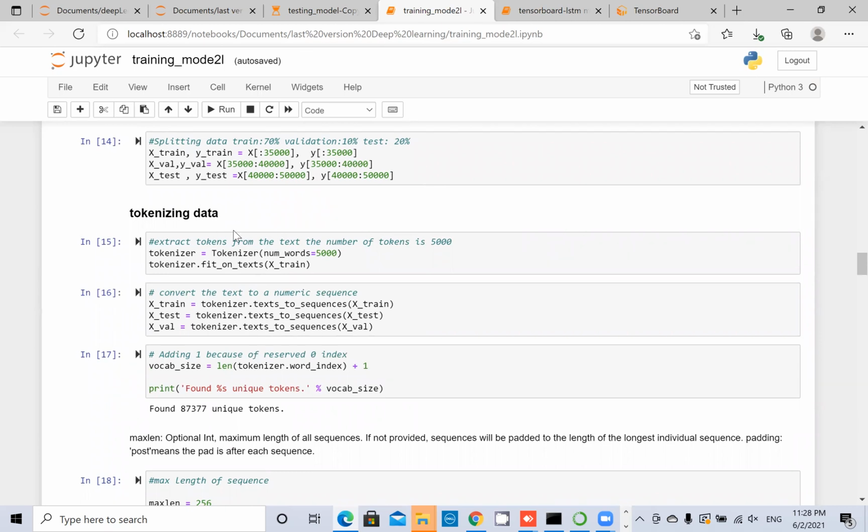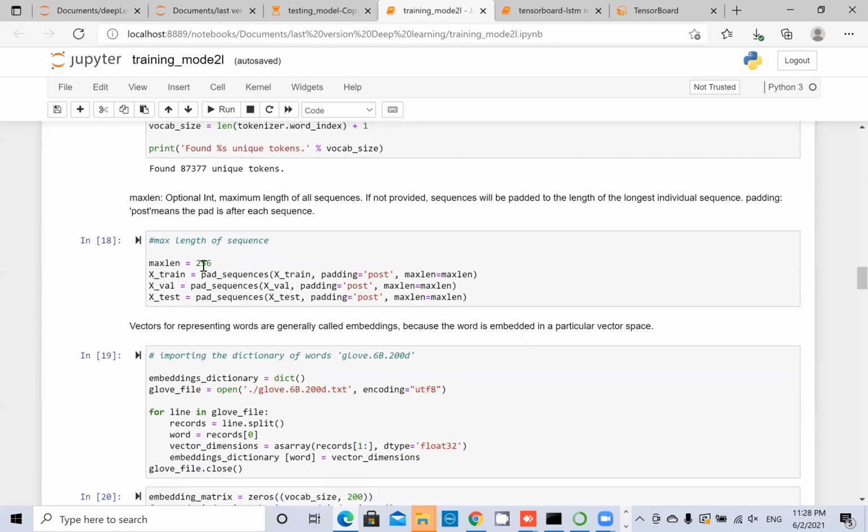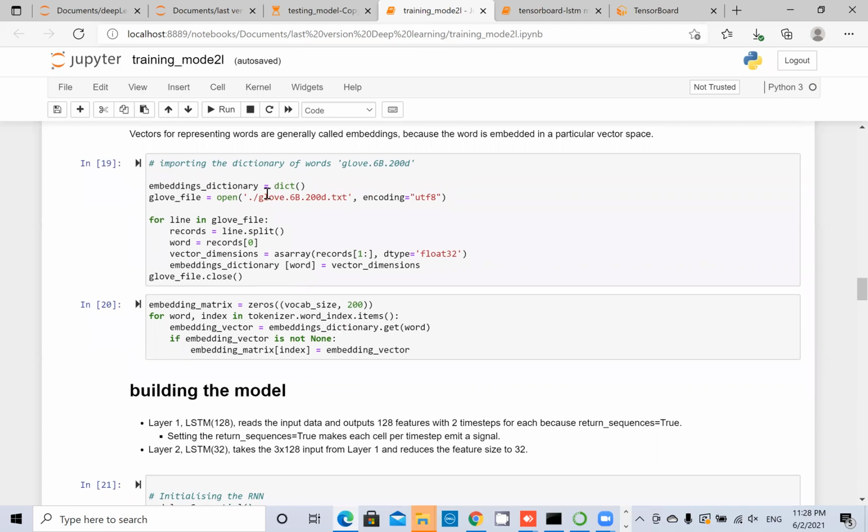Tokenizing data means taking the meaningful words and leaving the other unimportant words. Then we convert them to sequences with a length of 256 only. We depend on the GloVe dictionary, which is a dictionary of word embeddings with 200 dimensions. It's a dictionary of sequences to refer to words, meaning a number stands for each word.